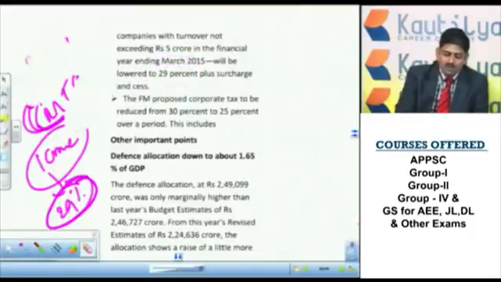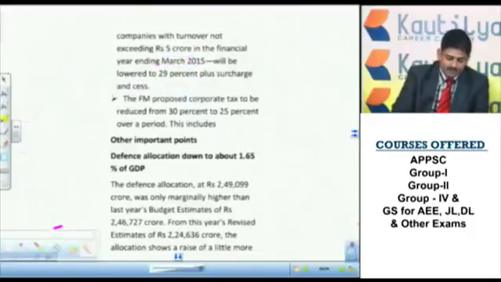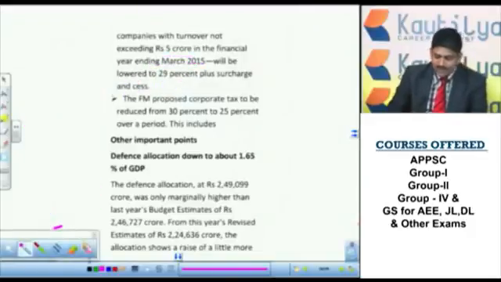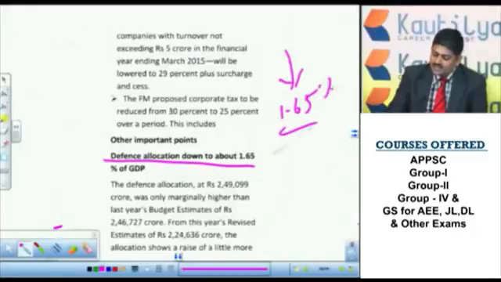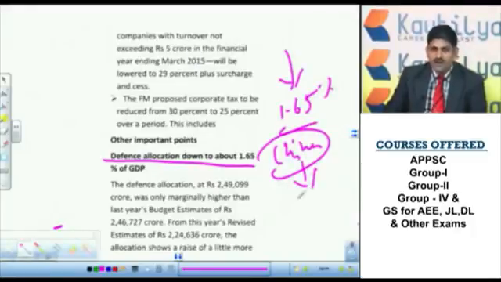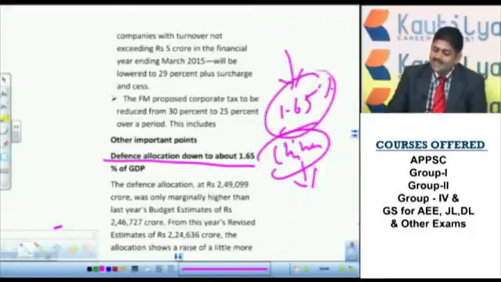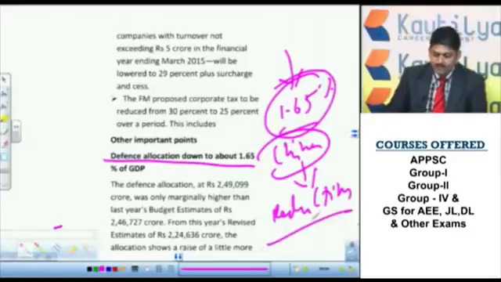Now we will move to another component. So what is another component? Defense allocation is down by 1.65%. Since the China war with India, never has a reduction at this level happened. This is what it means. So defense allocation is down to about 1.65% of GDP.